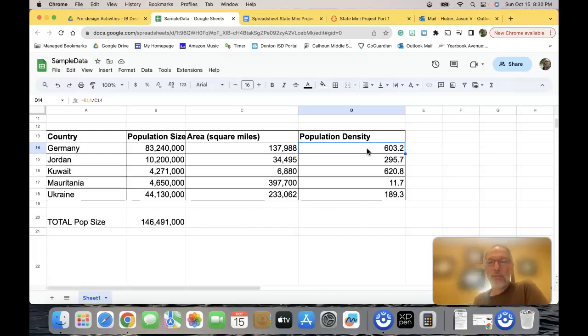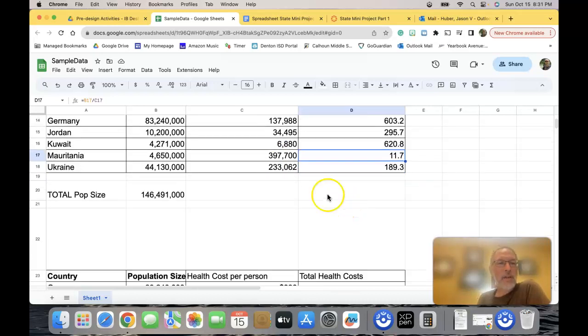Okay, so 600 people in each square mile. In Jordan, there's just under 300 people per square mile. In Kuwait, again, over 600. In Mauritania, 11 people. So a lot of area there, and the population's not so big. If you were to divide everybody out evenly, you would have 11, almost 12 people in each square mile.